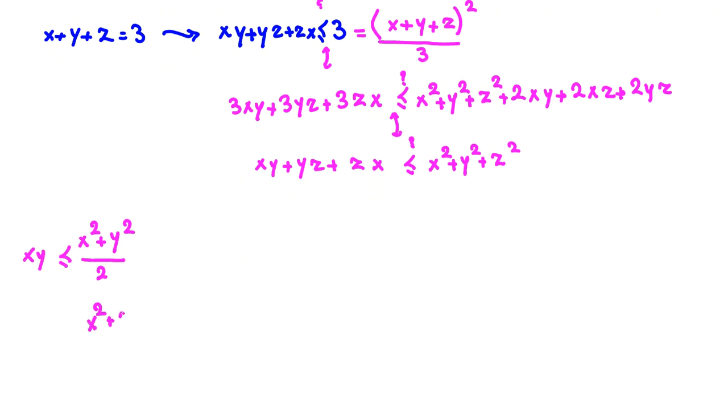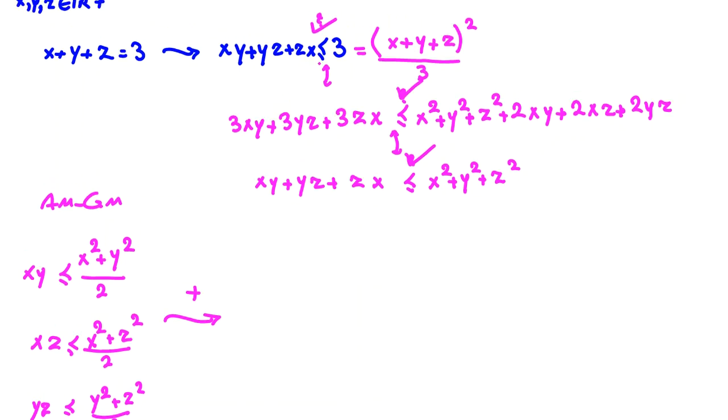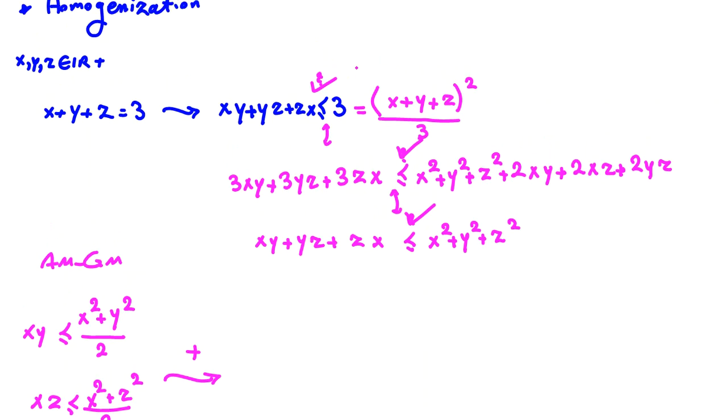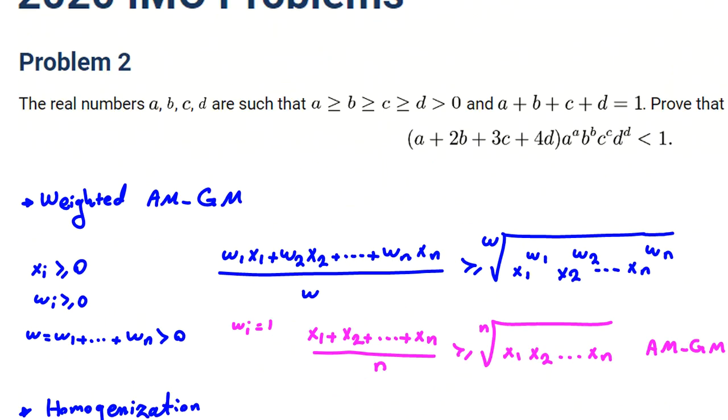x squared plus z squared, by AM-GM for two variables, over 2 is greater than or equal to xz, and y squared plus z squared over 2 is greater than or equal to yz. And if we add all these inequalities, this part will be proved. So we call this idea, raising both sides to the same power, homogenization. Now we are ready to solve this problem.